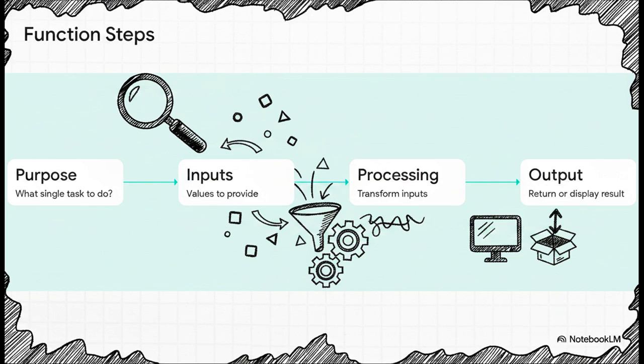Second, inputs. What exact values or parameters need to be provided for it to do its job? Third, processing. What are the step-by-step instructions that will transform those inputs? And lastly, output. Is this function just going to display a result on the screen, or is it going to return a calculated value back to the main program so we can use it later?